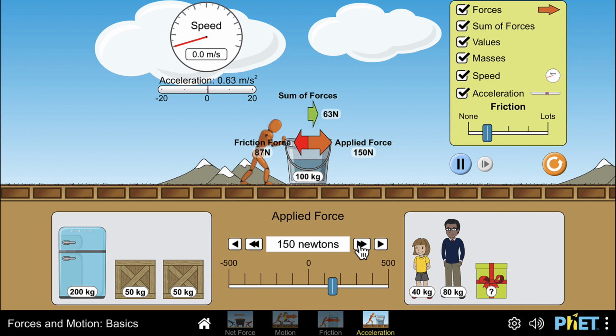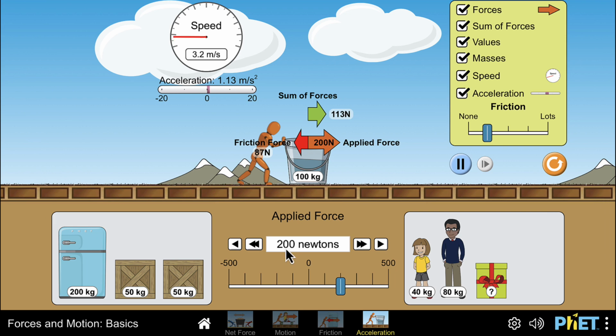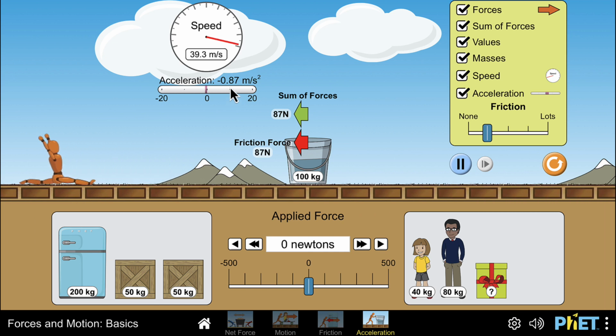Let me make 200. Now with 200 Newton force, you did not get 2 meters per second squared acceleration. Why? Because there's friction. And Newton's second law says the acceleration is not just any force divided by the mass, it is actually the net force divided by the mass. So how can you find the acceleration? You must subtract 200 minus 87, get the net force first, divide by the mass, and you get the acceleration.